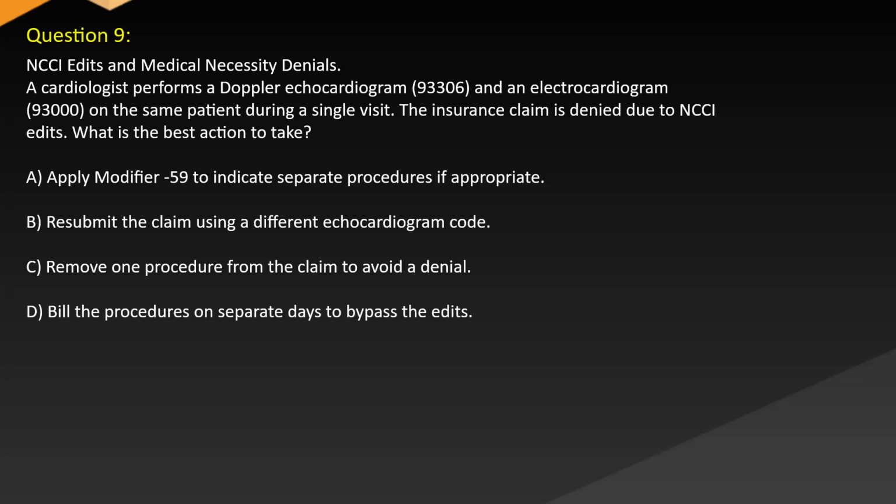Question 9. NCCI edits and medical necessity denials. A cardiologist performs a Doppler echocardiogram, 93306, and an electrocardiogram, 93000, on the same patient during a single visit. The insurance claim is denied due to NCCI edits. What is the best action to take? A. Apply modifier -59 to indicate separate procedures if appropriate. B. Resubmit the claim using a different echocardiogram code. C. Remove one procedure from the claim to avoid a denial. D. Bill the procedures on separate days to bypass the edits.